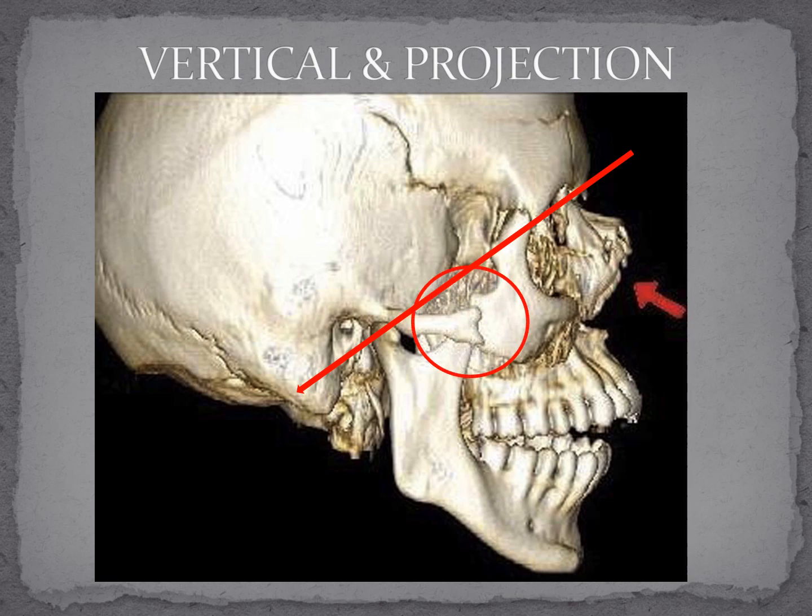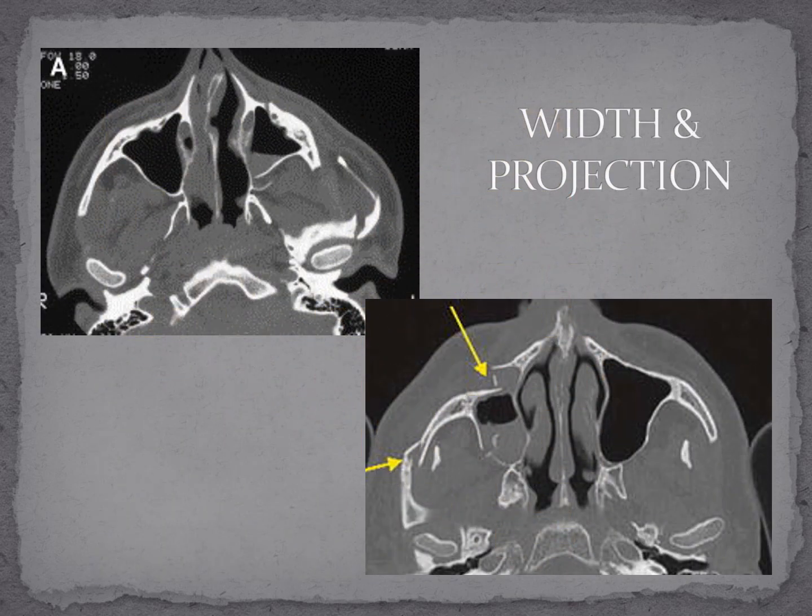Right, and it is highlighted here very clearly. Also, the other aspect that we have to consider is the width and the projection of the face. So as you can see here in this diagram, there is a fracture of the left zygomatic arch. Now you see the difference. See the difference between the maximum point of the zygomatic arch from the midline.